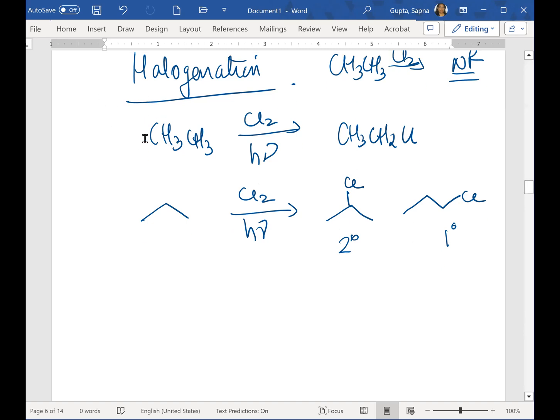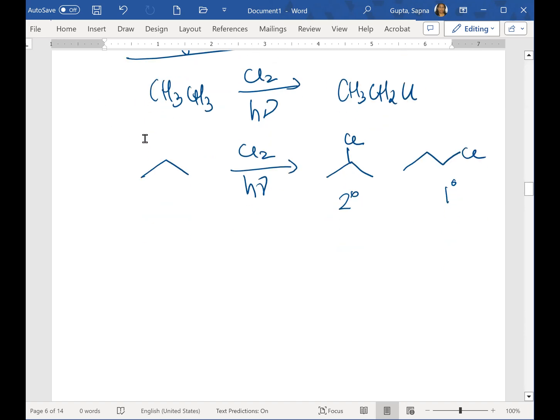All right, so then let's see what happens with bromine, because this was with chlorine. If you had something like this with bromine, you will still get two products.